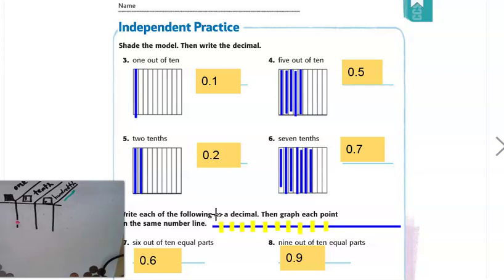Let's say 0 is over here. Let's make another one for 0. Okay, so I made a 0. So now I'm going to go 1, 2, 3, 4, 5. And this would be 6 tenths.